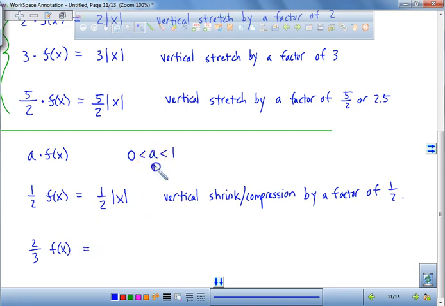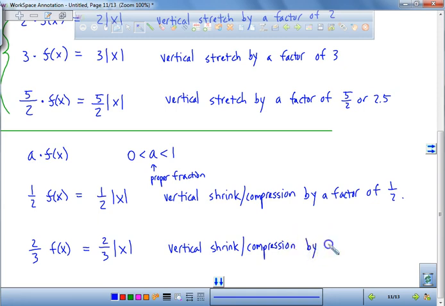By the way, a has to be what's referred to as a proper fraction. An improper fraction would be greater than 1. A proper fraction is between 0 and 1. So this would be 2/3 absolute value of x. And we'd still call this a vertical shrink, or a vertical compression by a factor of, but this time we're going to call it what? 2/3. That's supposed to be 1/2 right there.